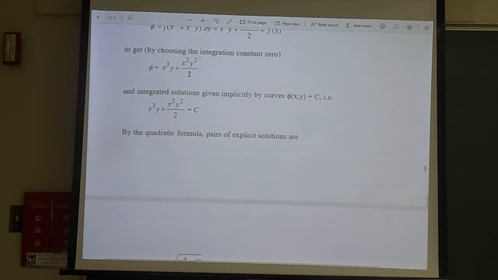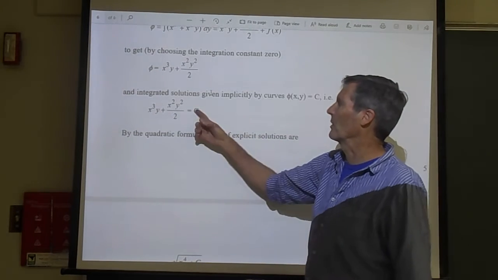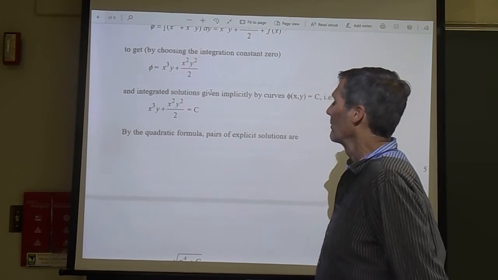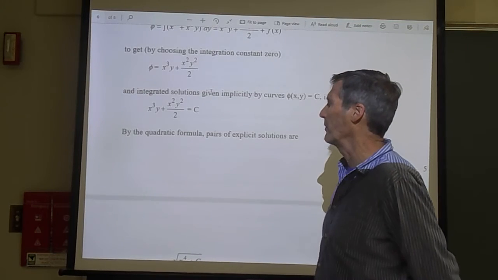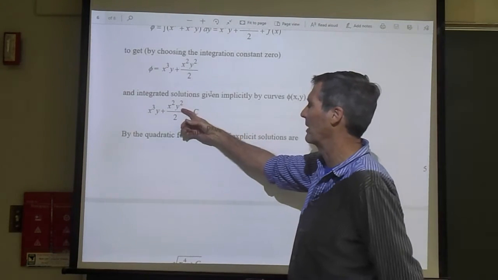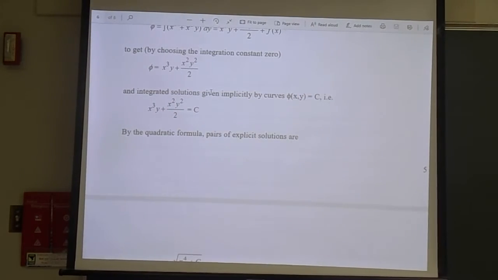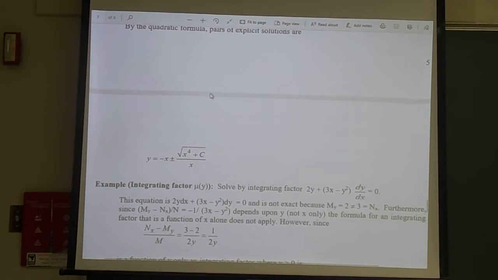And then the solution, recall, for an exact equation is just phi equals a constant. So these curves implicitly provide solutions. Well, you can actually solve this for y. If you think about it, it's a quadratic equation in y. You rewrite it as a y squared plus b y plus c equals 0. So you write it in the usual form. And the quadratic formula then gives you minus x plus or minus the root of x to the fourth plus c, over x, is the solution.